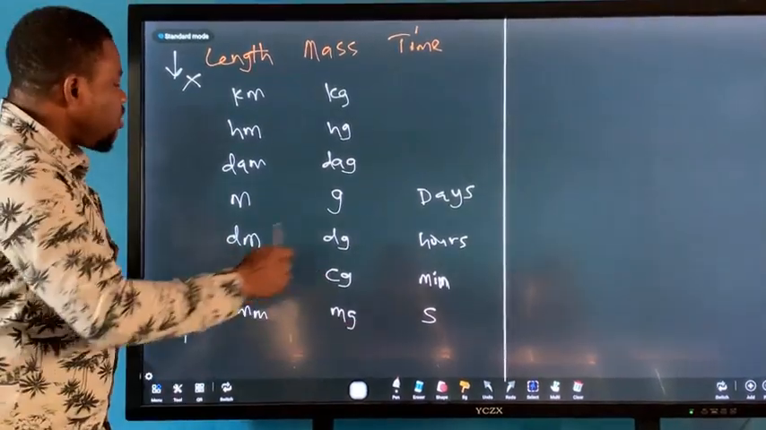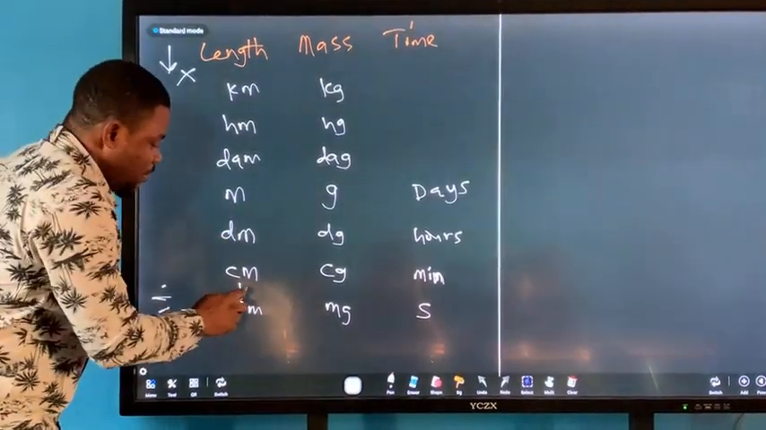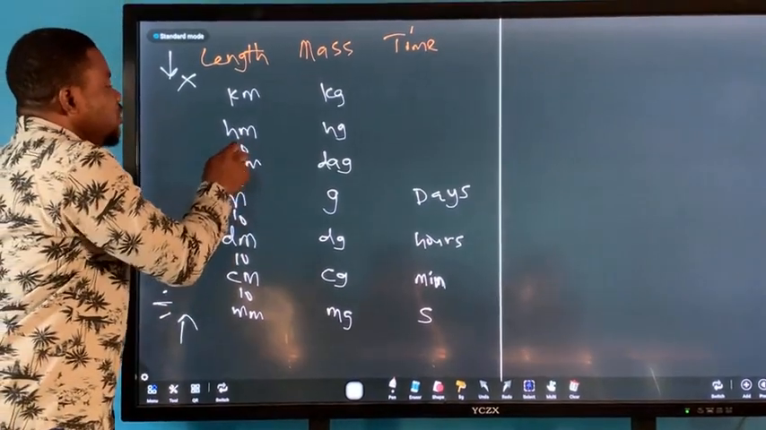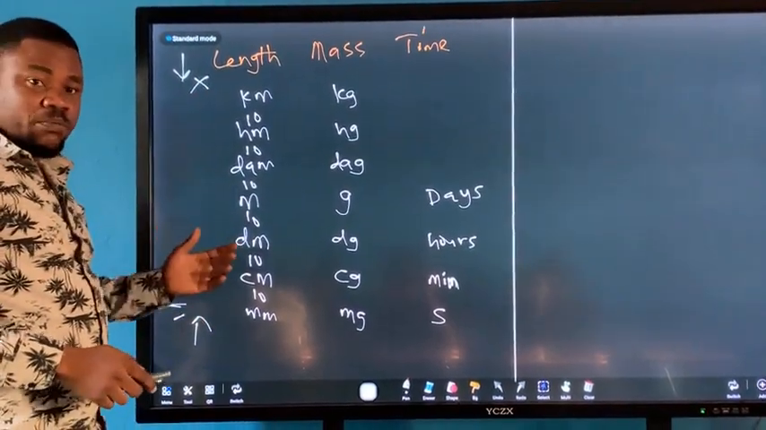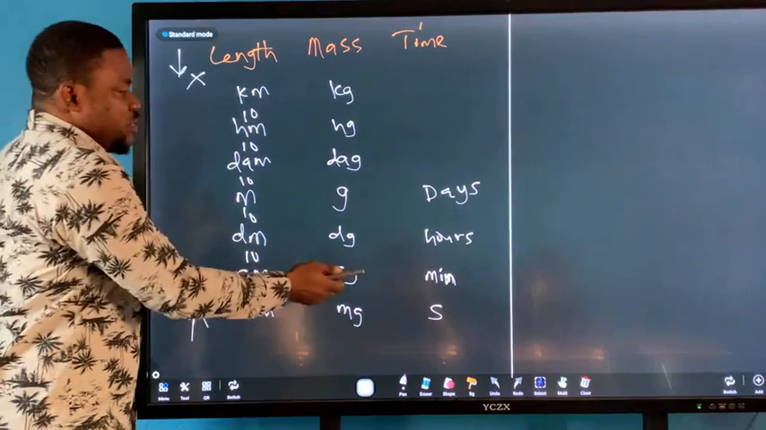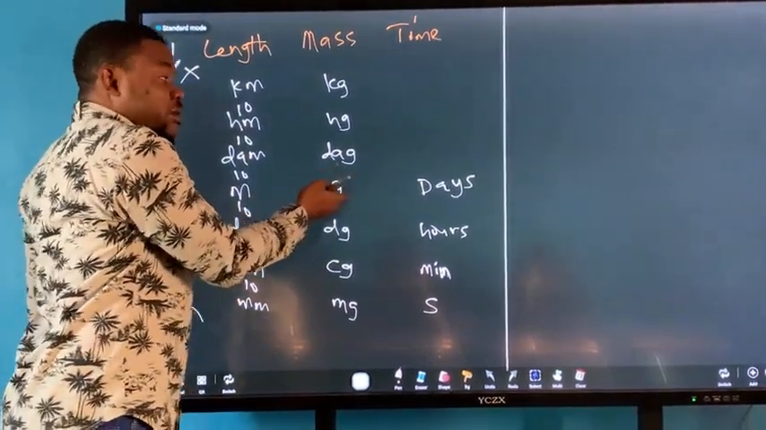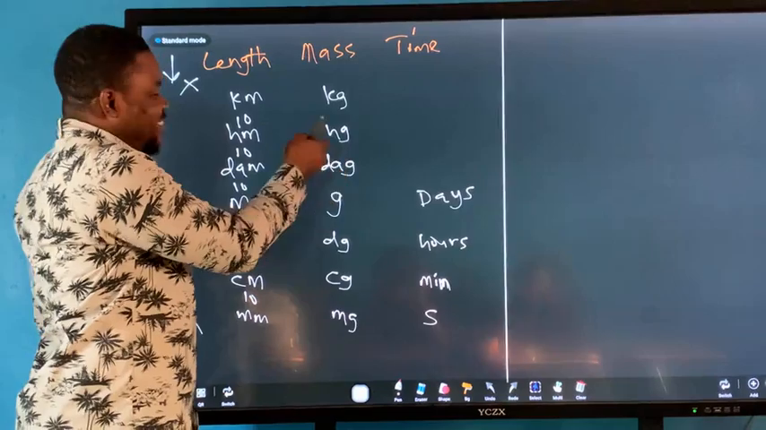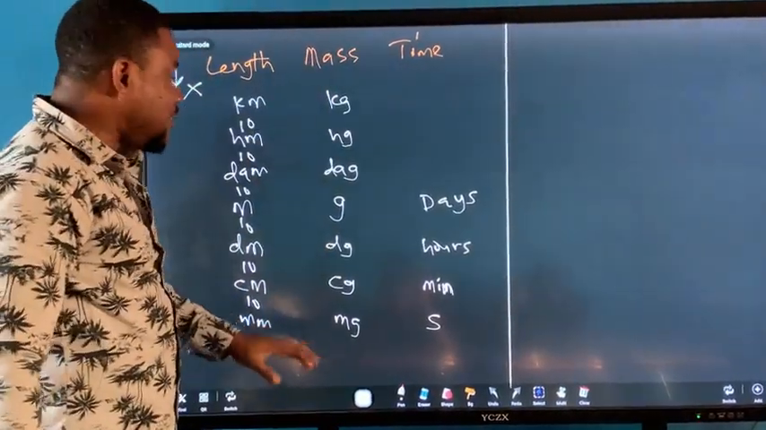So what's the conversion factor for each of them? From millimeter, I told you earlier, you multiply by 10, 10, 10, 10, 10, 10. To move from one to another, you multiply by 10. The same thing happens here with mass: milligram, centigram, decigram, gram, decagram, hectogram, and kilogram. That's for mass.